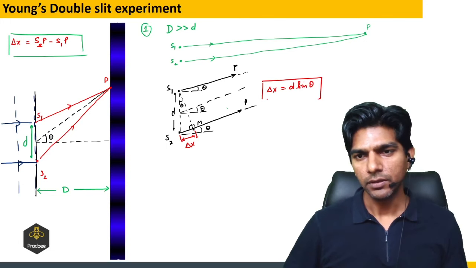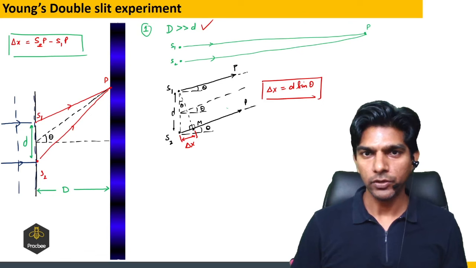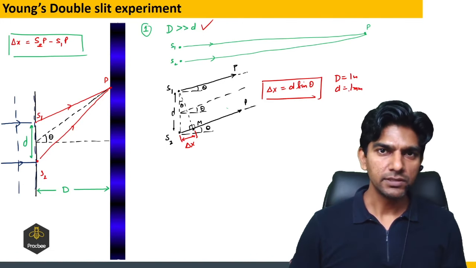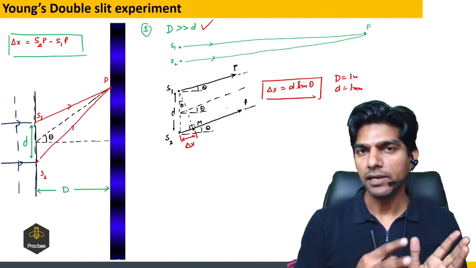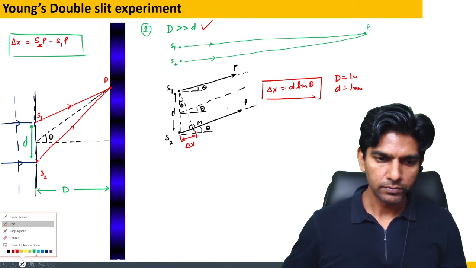So we should remember, if this assumption is valid, if capital D is very large in comparison to small d, and usually D is 1 meter and small d is 1 millimeter in most of the questions, then we can write delta x as d sine theta. Now let us see the second assumption.